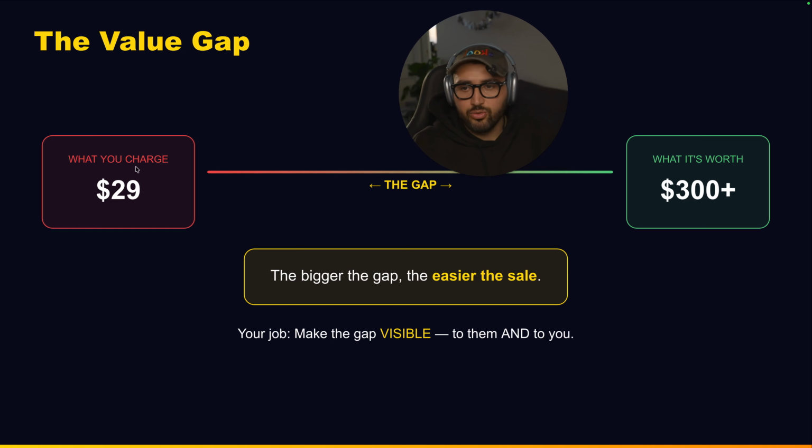Here is the value gap. What you charge, let's say, is $29 a month, or for our Sarah's example, she is offering a paid community, which costs $29 a month. But what it is actually worth is more than 300, and the bigger the gap, the easier to sell. Your job is to make the gap visible for yourself and for your ICP.